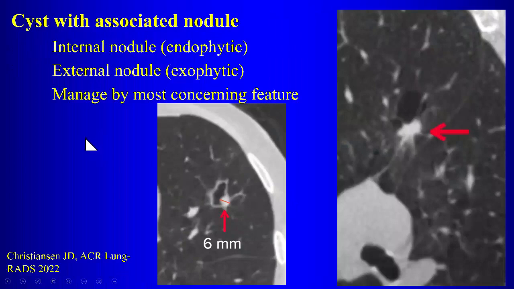We can also have nodules associated sometimes with these cystic lesions. So you can have an internal nodule, in which case it's considered an endophytic nodule, or an external nodule, which would be an exophytic nodule. And this is managed by the most concerning feature. So if the nodule looks more worrisome than the cystic lesion, then you would measure the nodule and give the score according to the nodule and manage the patient accordingly.